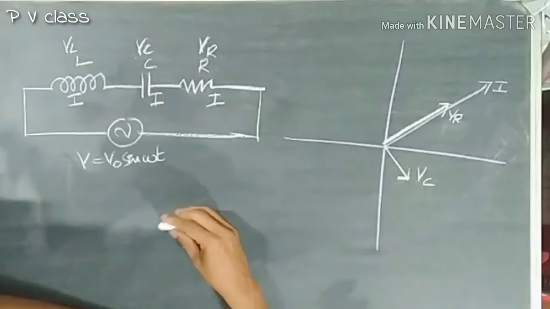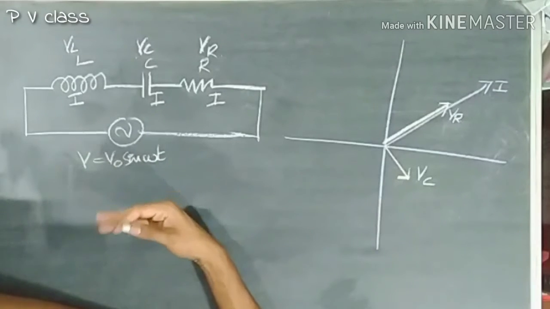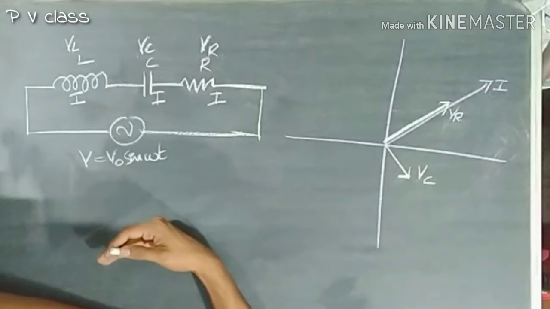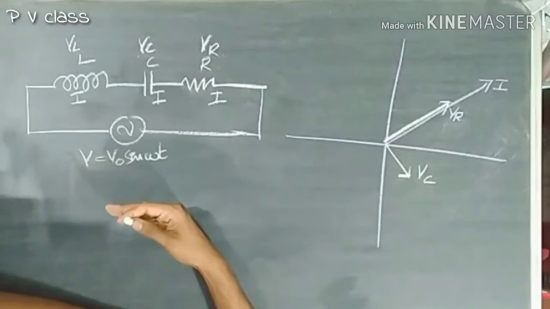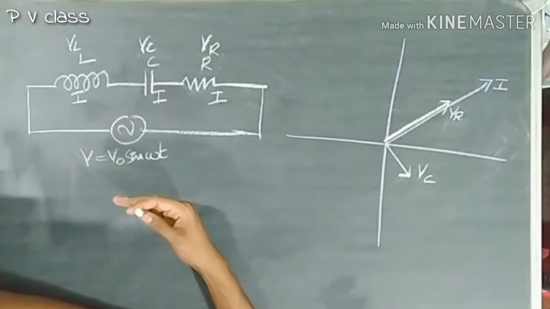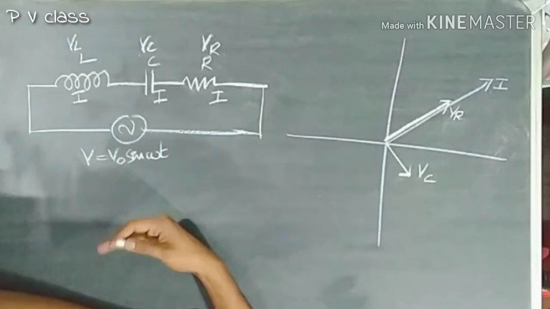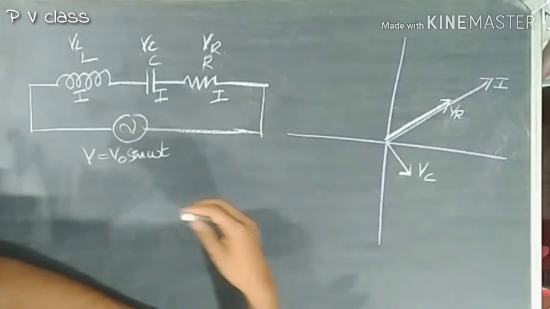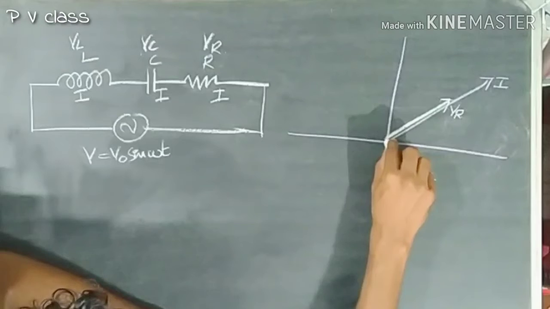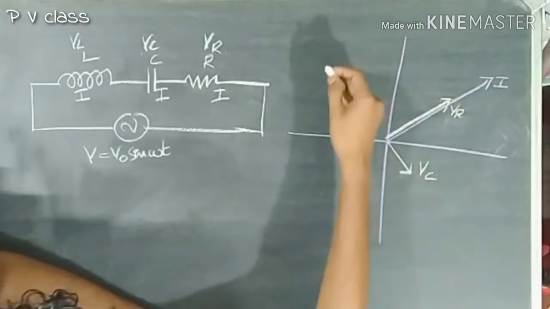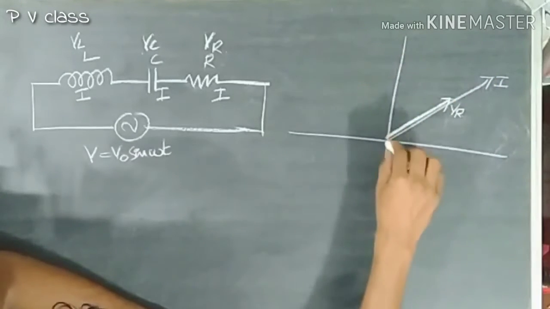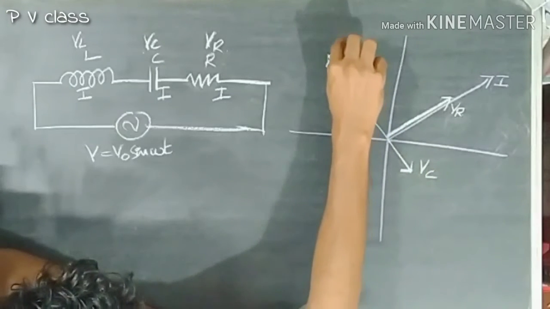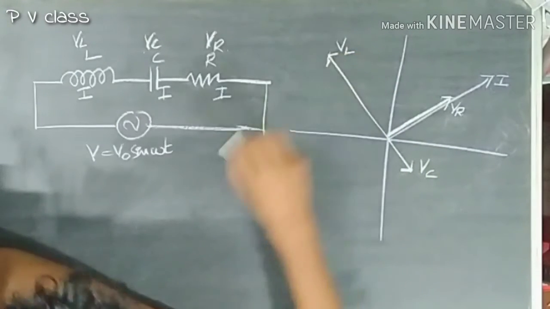Then from our previous knowledge, we have learned that in an inductor, the current will be lagging. That means voltage will be leading. Current will be lagging by an angle of pi by 2. As a result, voltage will lead by an angle of pi by 2. Therefore, we have to draw the voltage leading current by an angle of pi by 2. Therefore, I am drawing voltage across inductor like this.